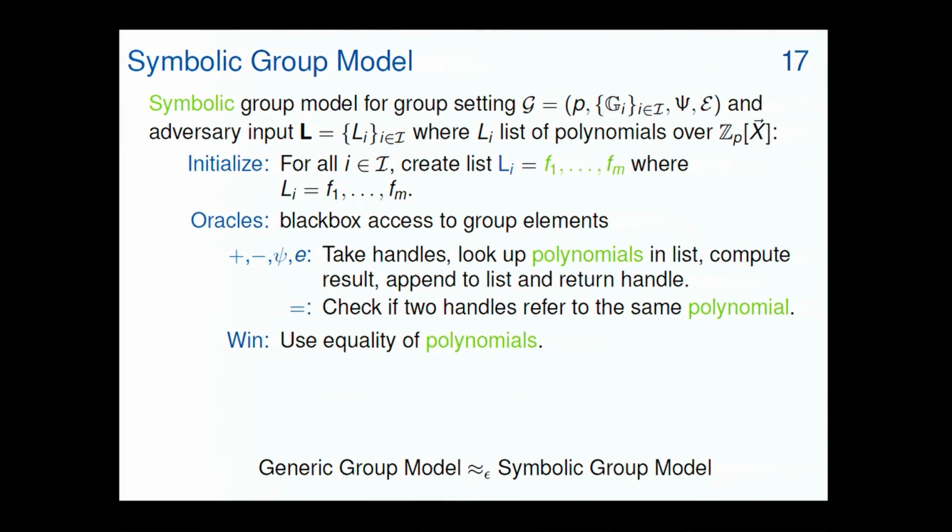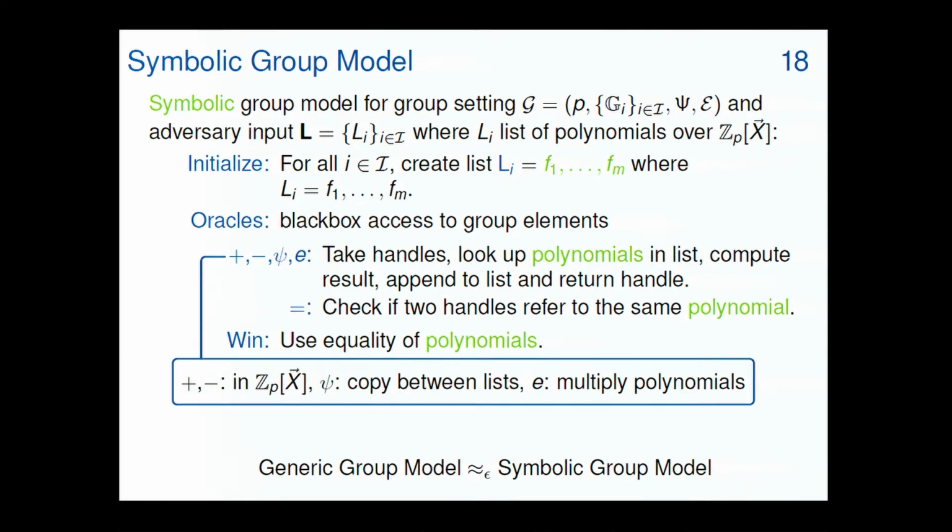Then in the first step, when we go to the symbolic group model, this just means we perform all the computations with polynomials instead of group elements. So here it means we perform addition and negation in the polynomial ring. Then isomorphisms just mean we copy elements from one list to another. Bilinear map or n-linear map applications correspond to multiplication of polynomials. And the initialization is just deterministic now, because we just store the polynomials in the list instead of sampling a point and then evaluating the polynomials.